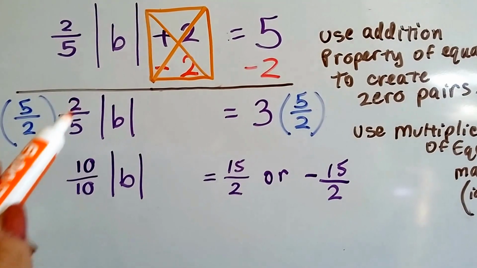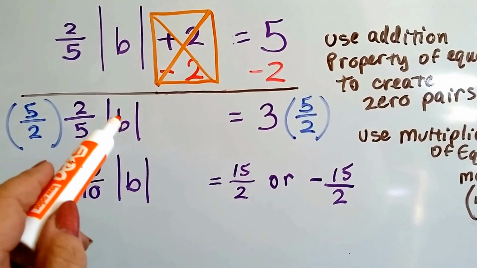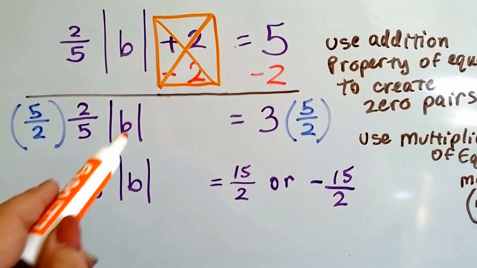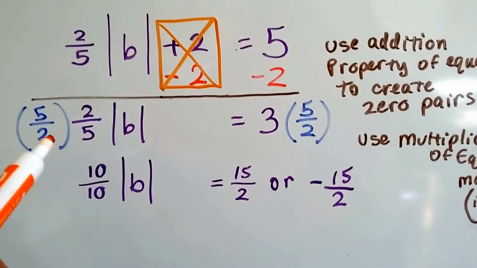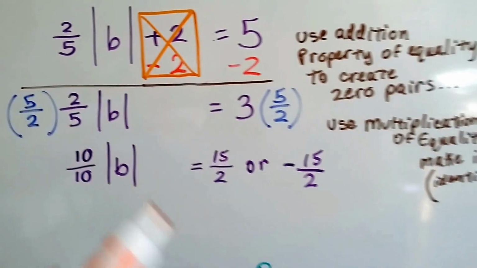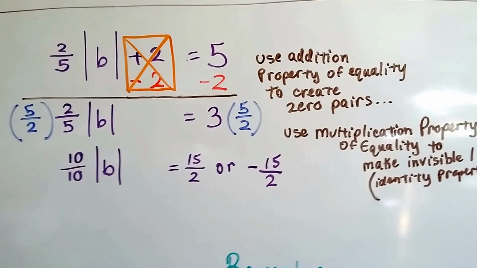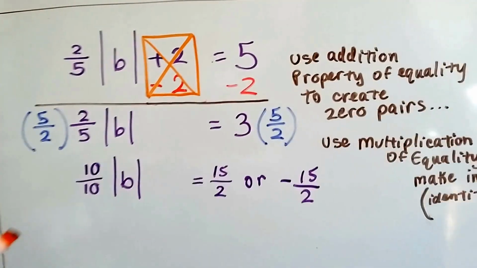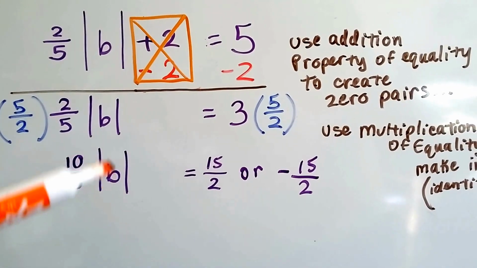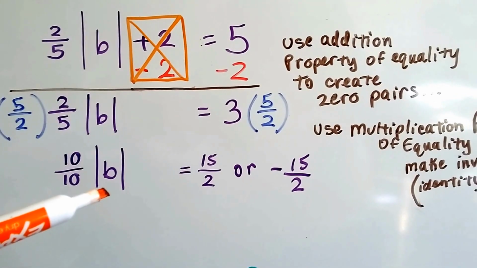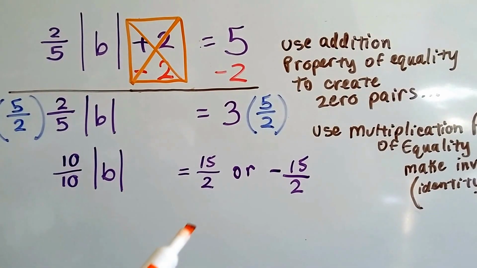And because this 2/5 is the coefficient to that variable, even though it's an absolute value, it's still the coefficient to that variable. What we can do is flip this around to 5/2 and multiply both sides by it using the multiplication property of equality, and we'll make our buddy the invisible 1, that identity property, right? So now we got 10/10 b, and that's our 1. So it's just the absolute value of b now on this side, because it's times 1, and identity property says that stays as it is. It doesn't change its identity.